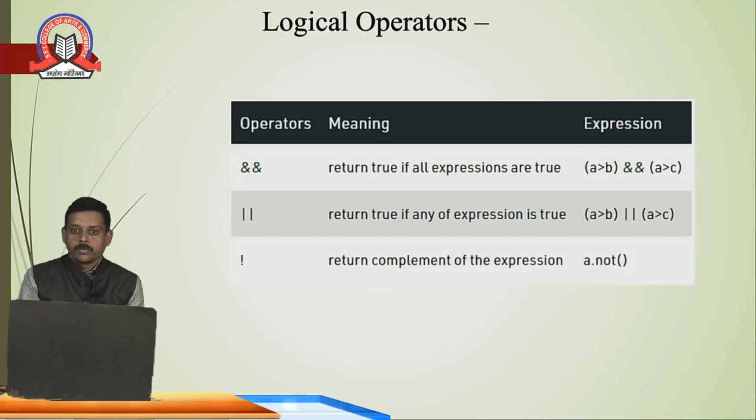And the OR symbol, or we can say the pipe symbol, returns a true value if any one of the statements or conditions is true in the given statement. For example, if A is greater than B or A is less than C, here if any one of these statements is true, then the output will be true. And not just gives the complement of the given result.